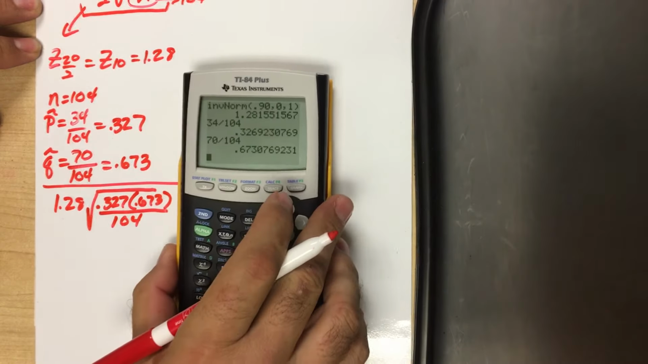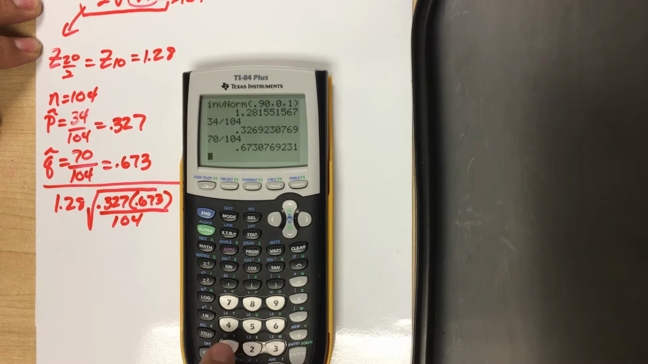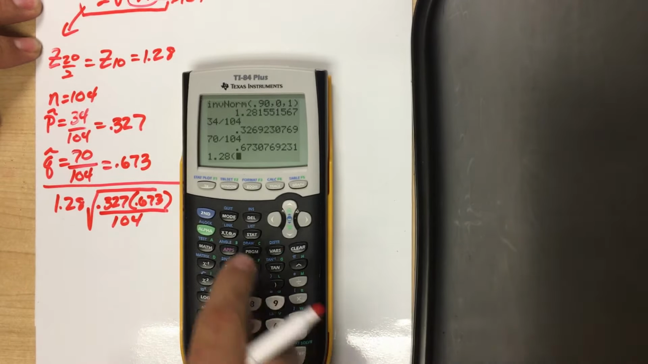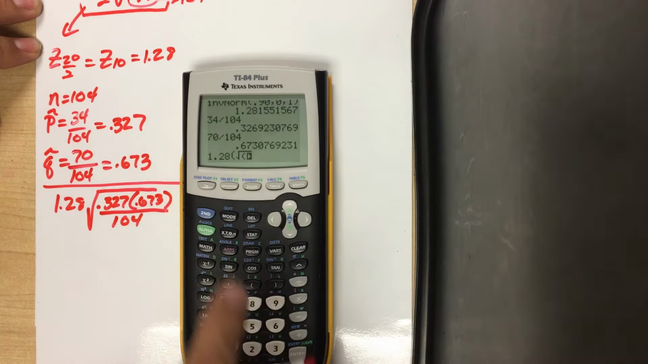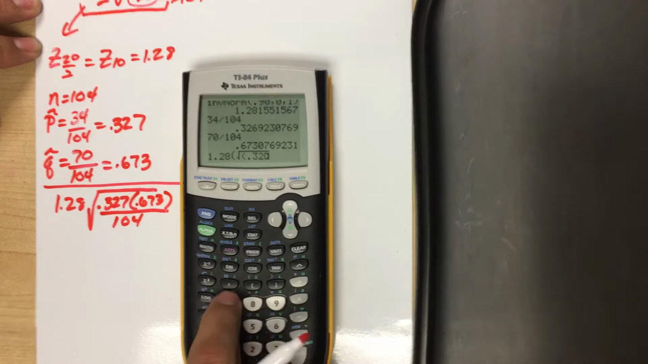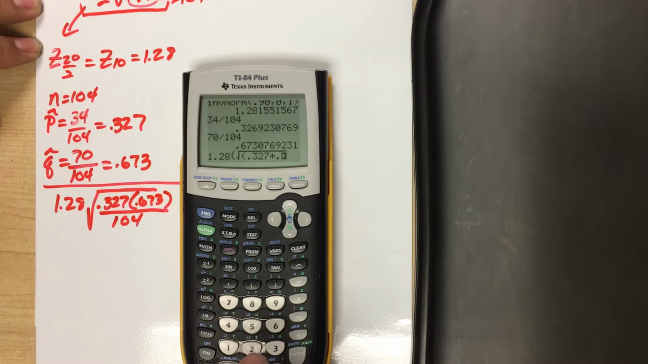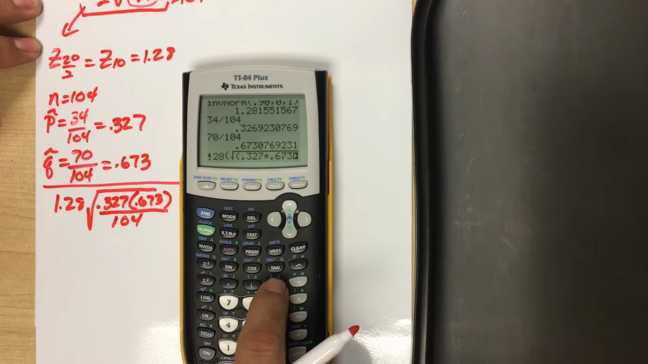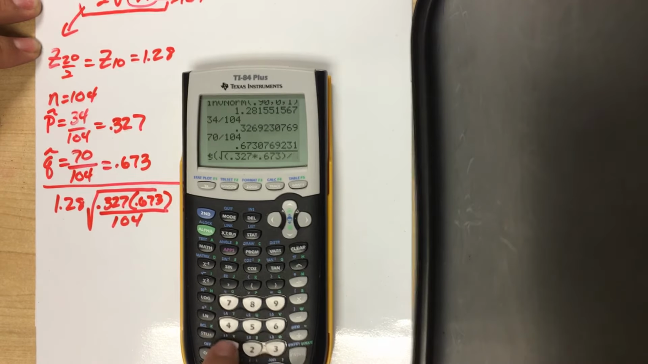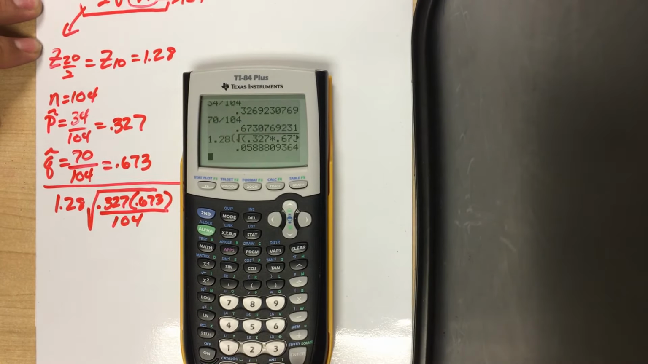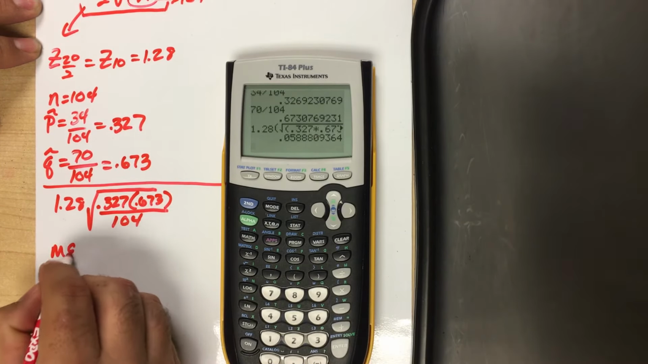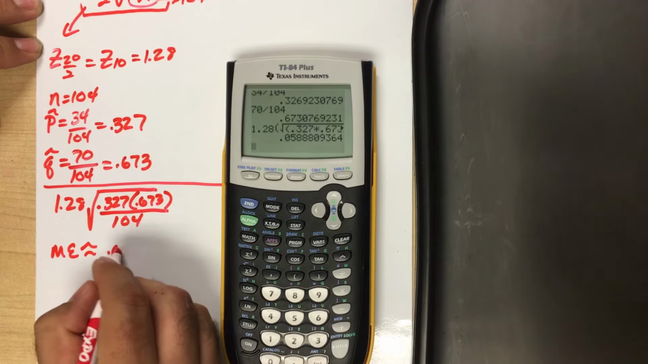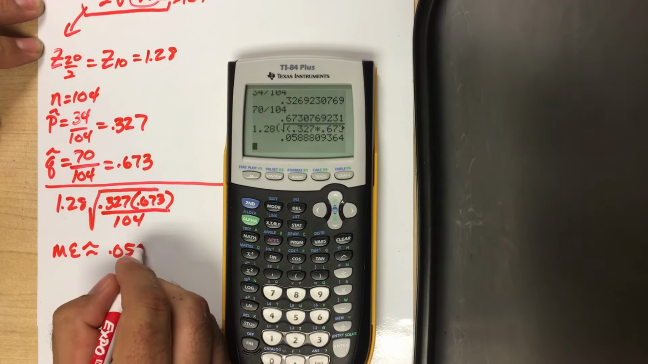So let's just type all that into the calculator. I'm going to go 1.28 times the square root of, I like a lot of parentheses, so 0.327 times 0.673, close that, divided by 104, and we get 0.0588. So our margin of error is approximately 0.05, and we'll call that 0.059.